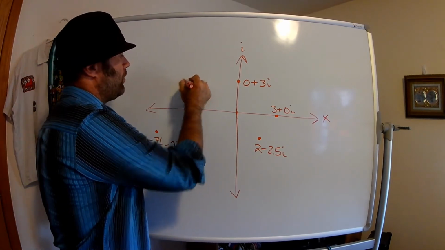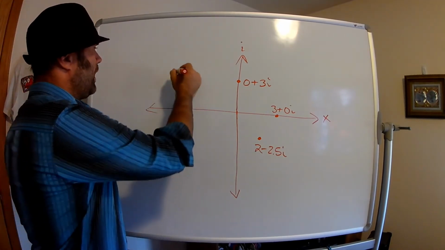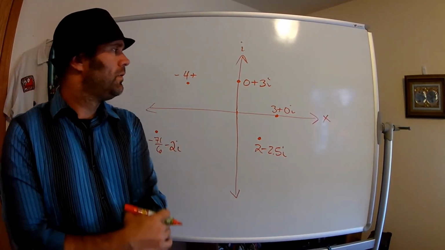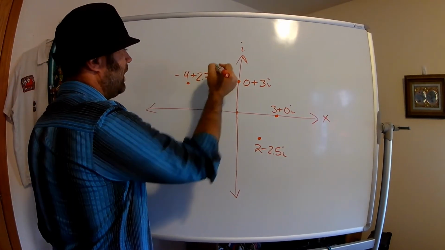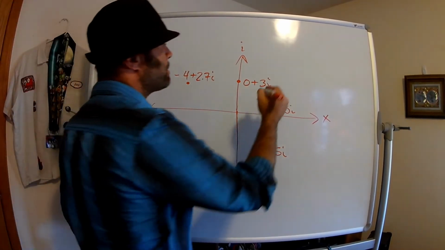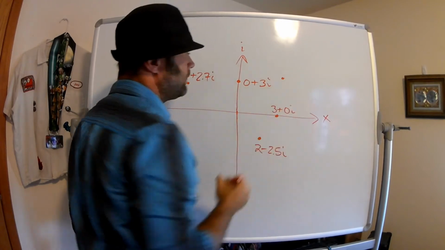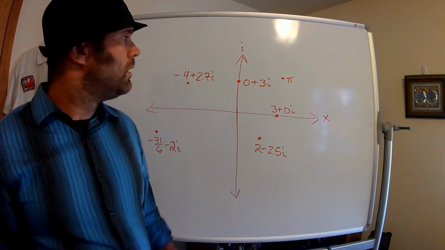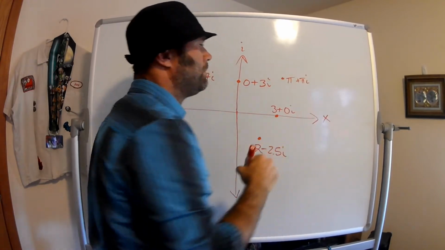And then we've got numbers over here. Looks like we went left, let's say 4. So negative 4 plus, because we went up in the i direction, 2.7i. Okay. We can put a number right here. This could be going up 3.1415. Oh, pi. Up pi, and we went right pi. Pi plus pi i.